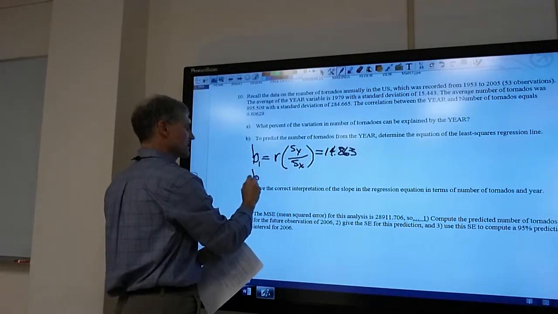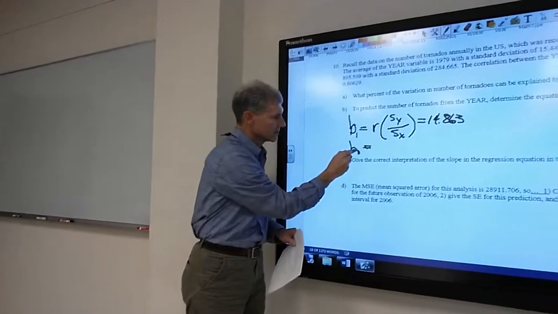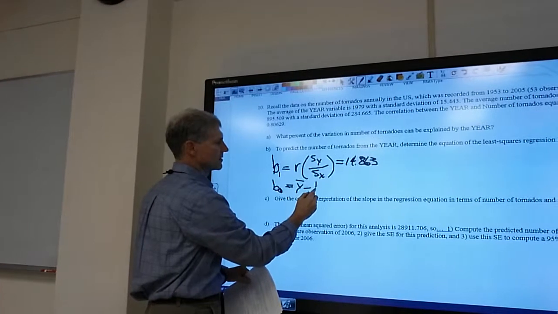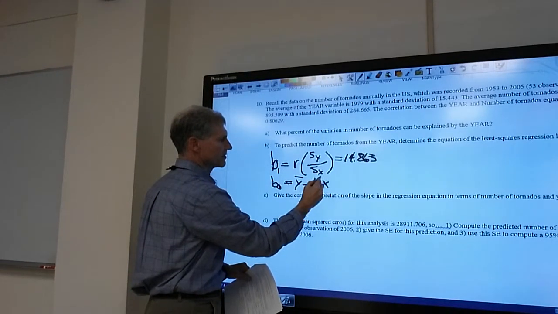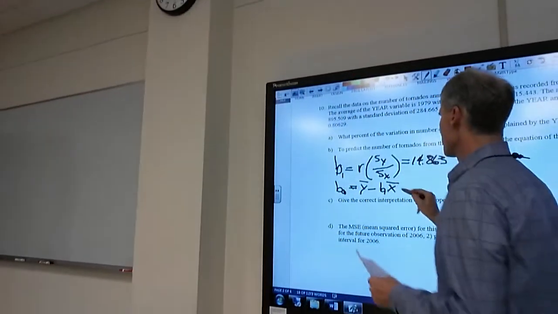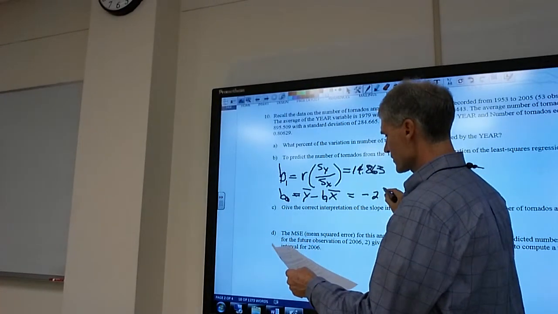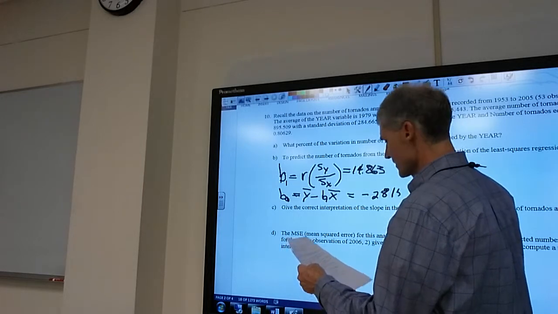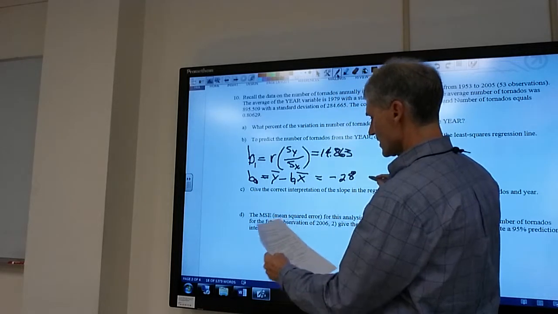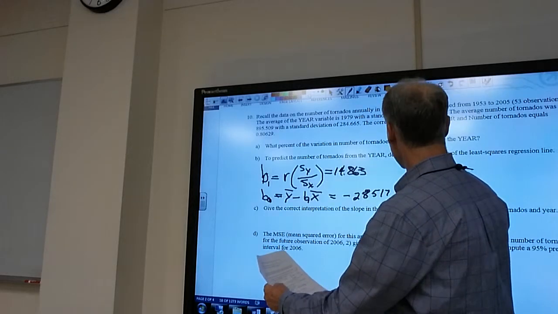And then B0, once you have the slope, how do you get the intercept? Okay, the mean of the y minus the slope times the mean of the x's. Right? So when you plug in, all those are given to you up there, you get a really weird value, which doesn't seem to make sense, but remember, it won't always make sense. Negative 28,517.5.